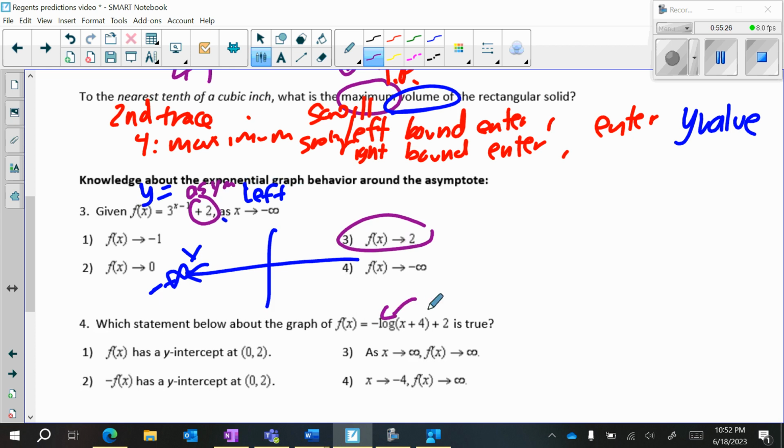Now we have a log. You can do the same thing. Put it in y equals and take a look. And then go through the choices and see what you get.